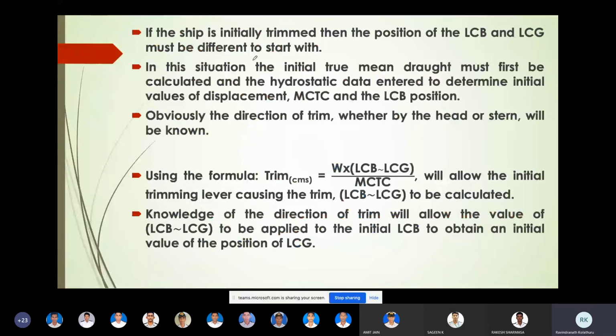If the ship is initially trimmed, then the positions of the LCB and LCG must be different to start with, because you don't know exactly where the position is, you just know the trim of the vessel. Since we have initial drafts, from the drafts you can start the approach by calculating the true mean draft and then going ahead with the problem. Because if you want to enter the hydrostatic tables, you need two data: one is displacement or TMD. Now in this case, initial forward and aft draft is given, means I can find out TMD, right? Can I find out my TMD?